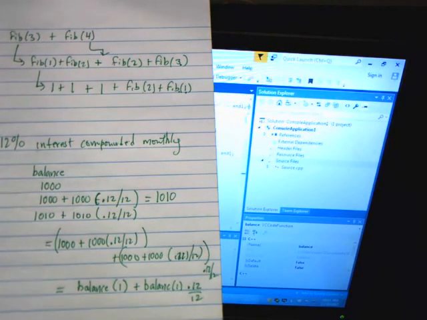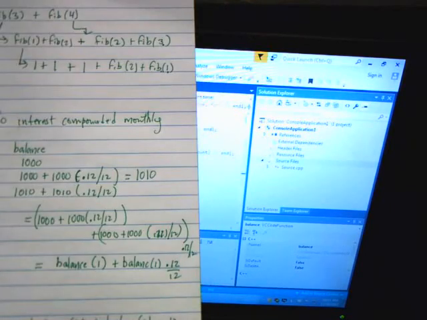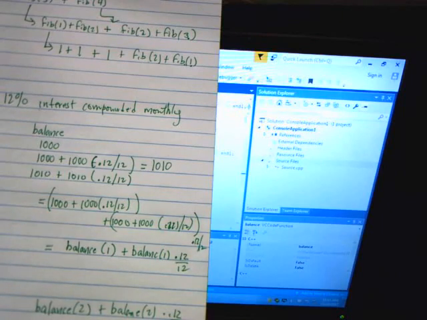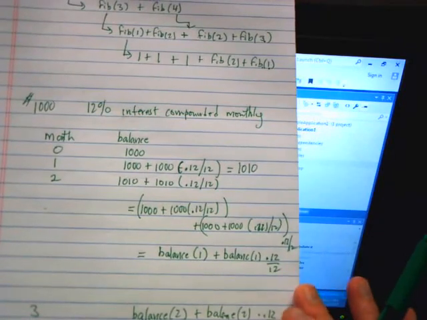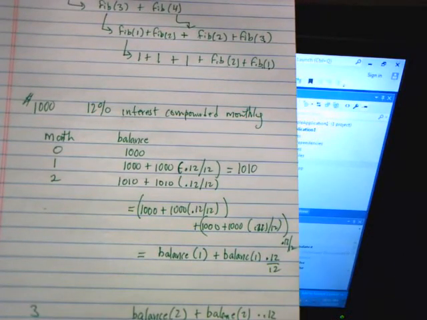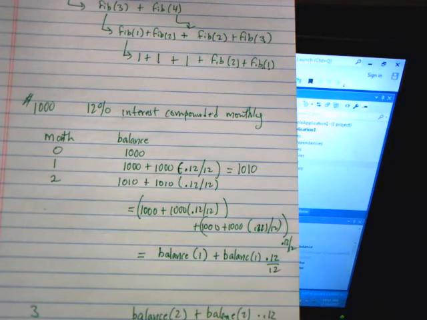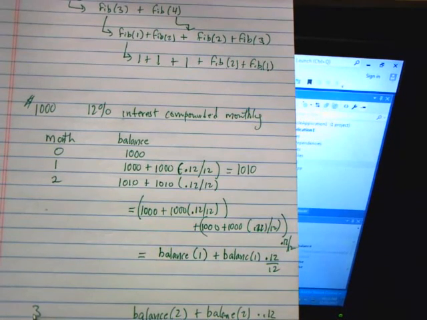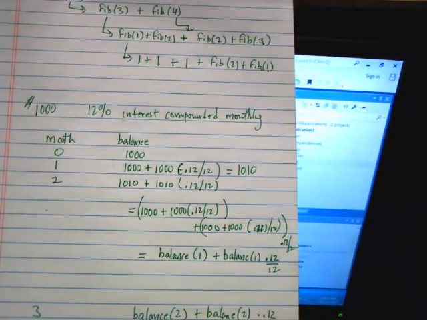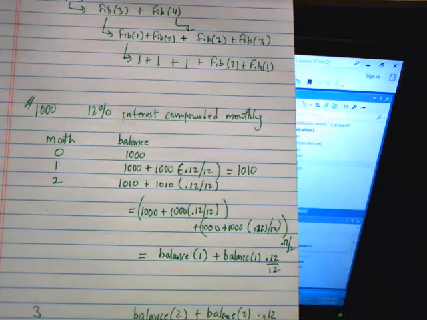Well, we already kind of figured this out, right? To find the balance for the third month, I want the balance from the second month plus the balance from the second month times the interest rate. So how would this be different if I asked you for the balance of the 10th month? Balance of 9 plus balance of 9 times 0.01.